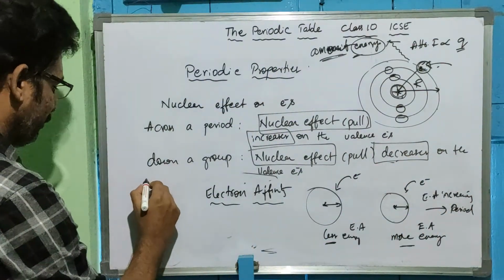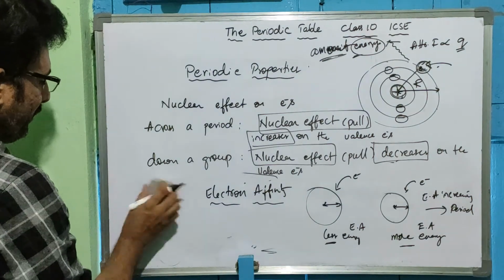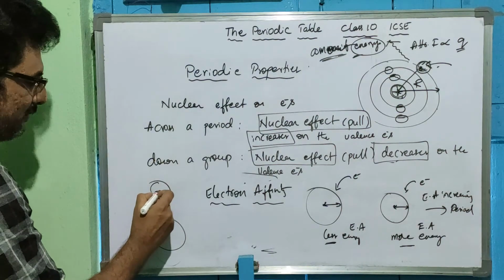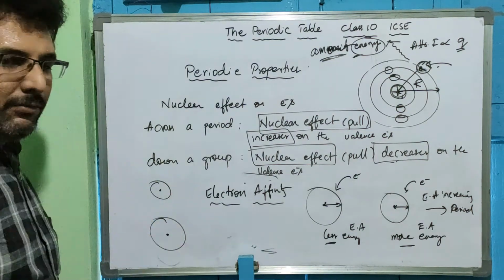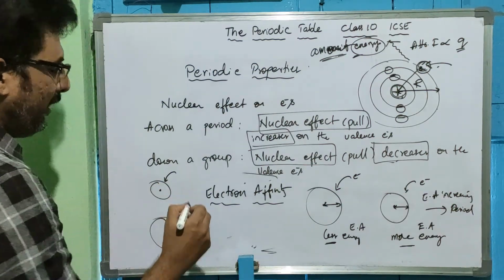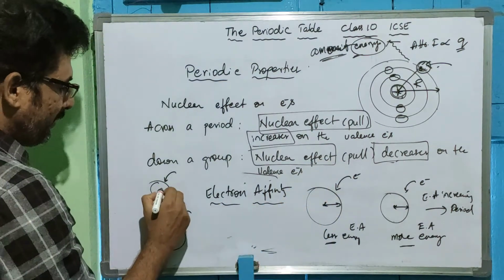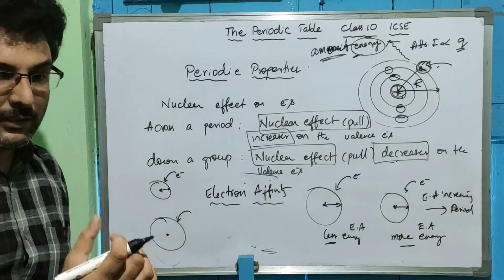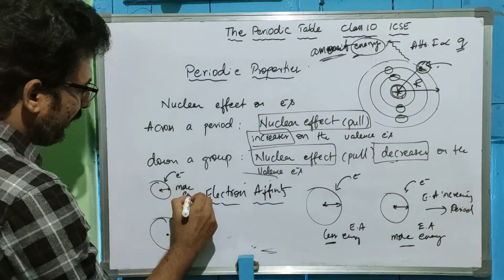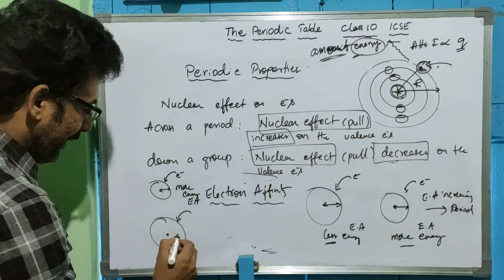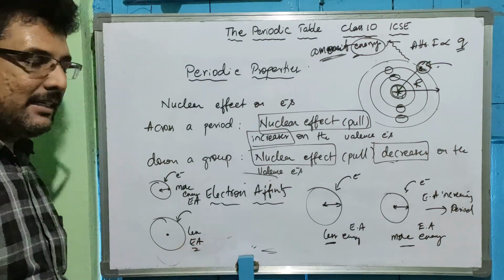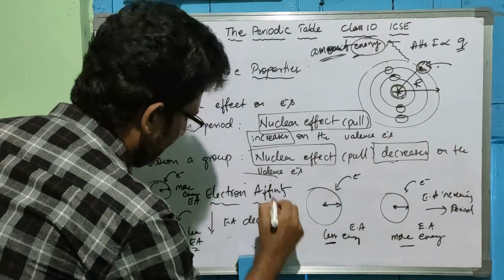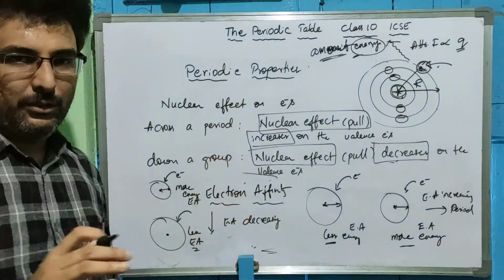Now let's see what happens down the group. As you go down the group, the atomic size will be increasing. Let's take two elements in the group, and let's say this is the nucleus of each atom. Which atom is ready to take the electrons? Obviously the one with the small atomic size can take electrons easily, because here the nuclear pull will be stronger. So it gives more energy, that is more electron affinity, compared to this one, which gives less energy, that is less electron affinity. That means electron affinity decreases down the group.